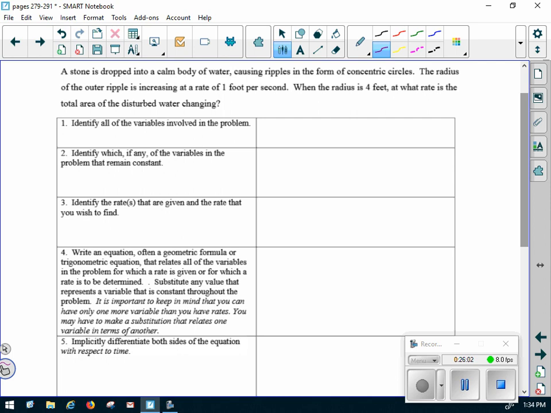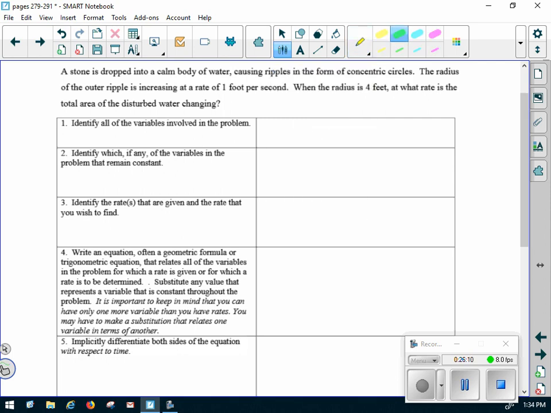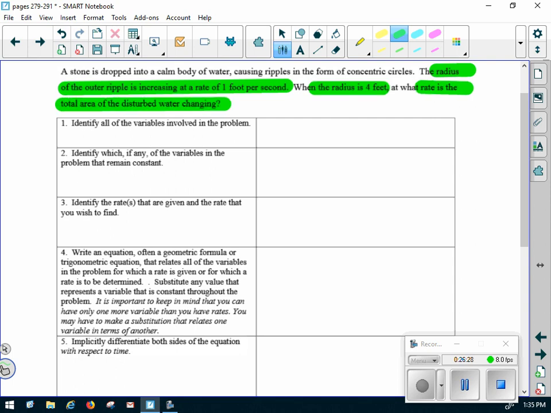A stone is dropped into a body of calm water, causing ripples in the form of concentric circles. You know what concentric circles are? They have the same center. You throw the rock in the pond and they all have the same center. All right. Get your highlighter. The radius of the outer ripple is increasing at a rate of 1 foot per second. When the radius is 4 feet, at what rate is the total area of the disturbed water changing?